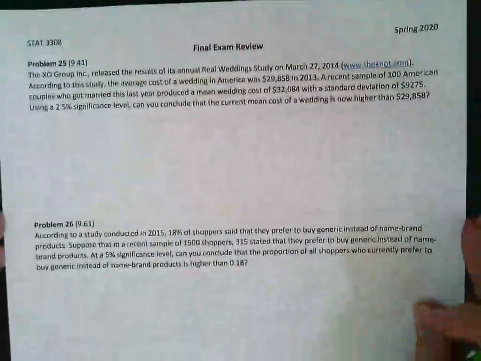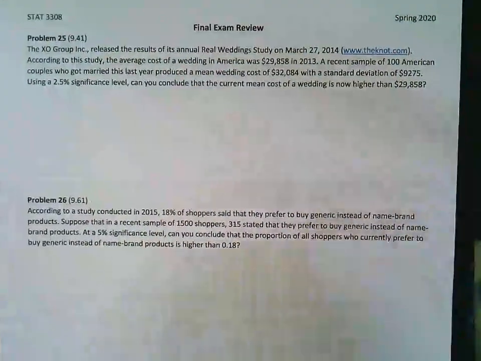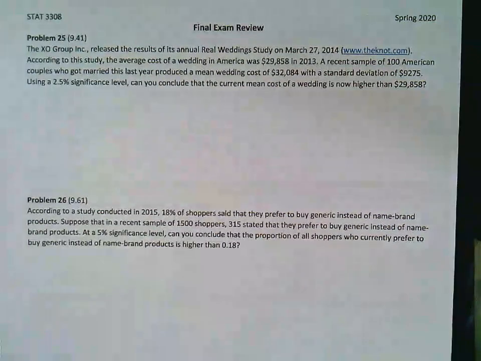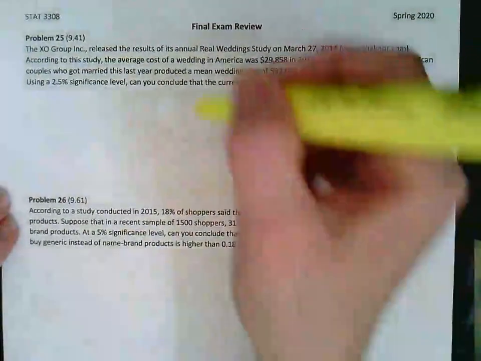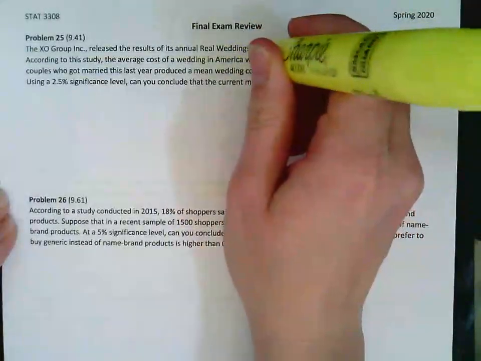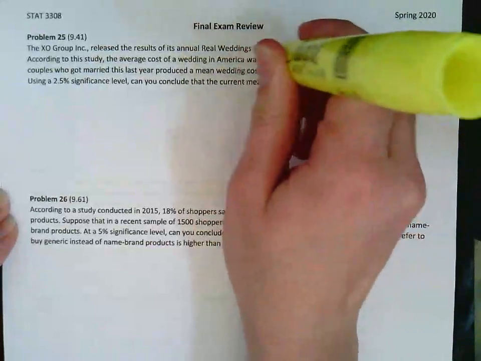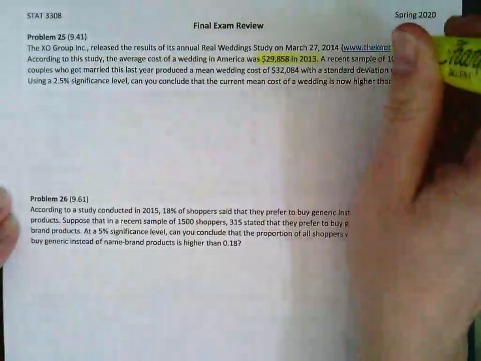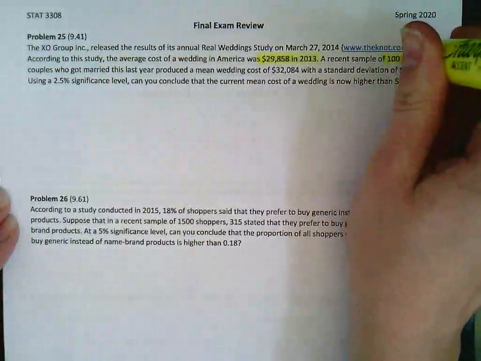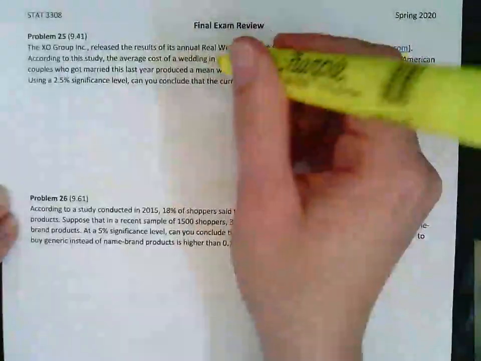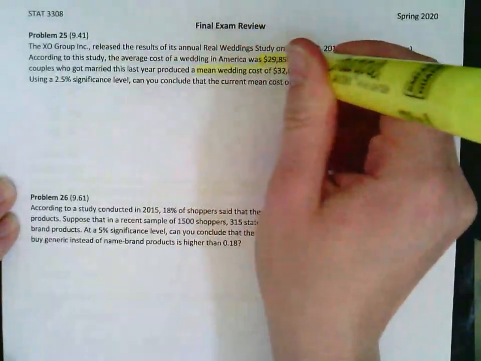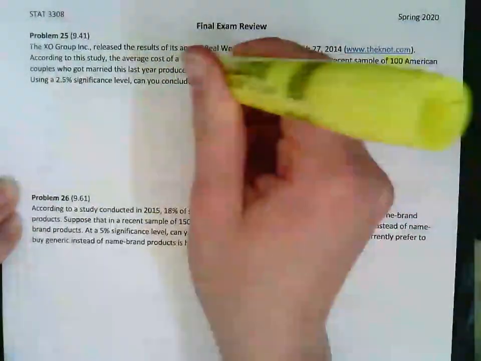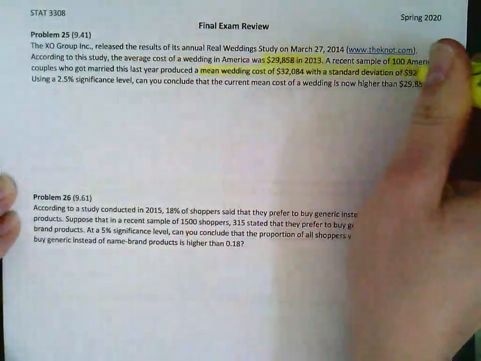All right, let's continue with talking about hypothesis testing. Two more problems. According to theknot.com, the average cost of a wedding in America was almost $30,000 in 2013. A recent sample of 100 couples who got married this last year had a mean wedding cost of this data and a standard deviation of here.